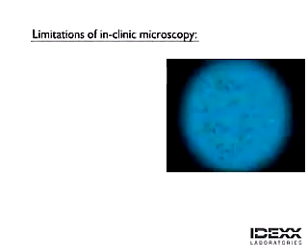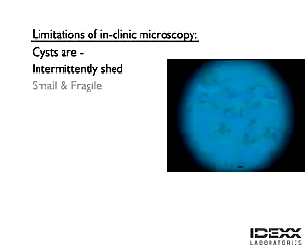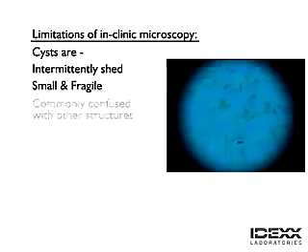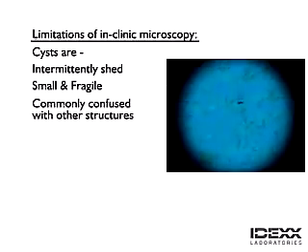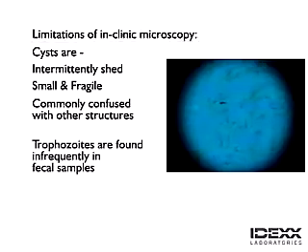Traditionally, in-clinic diagnostics have relied on Giardia cyst detection on a fecal flotation, but because cysts are intermittently shed and very small and fragile, the accuracy of microscopic methods is usually poor. Identification of trophozoites is also utilized, but this form of Giardia is not generally present outside the host.